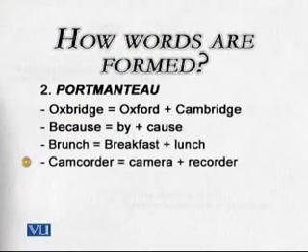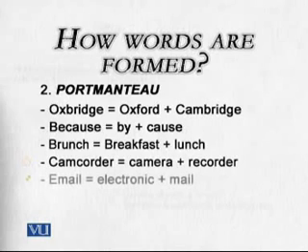If you combine full-fledged words, then they will not be portmanteau, they will be compound words. In portmanteau, we take portions. Like the word I'm sharing with you, camcorder. From camera we took cam, and from recorder we took corder only. So camcorder we combined, and you named another gadget. Another example, email. Very simple. From electronic and mail, we took portions and combined them and made another portmanteau, email.